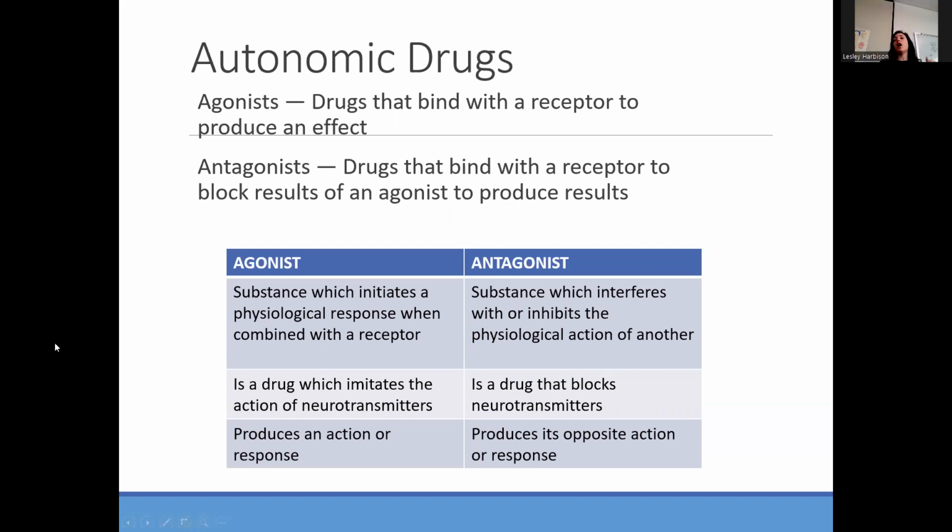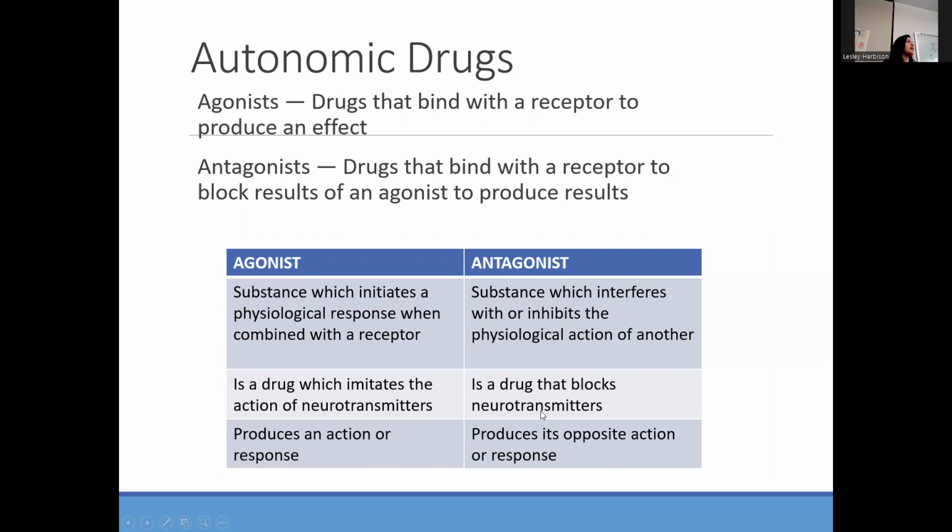Okay, autonomic drugs. Agonist: drugs that bind with the receptors to produce an effect. Antagonist: drugs that bind with a receptor to block. This is just reviewing what we talked about already. An agonist is a substance which initiates a physiological response when combined with a receptor. It's a drug which imitates the action of the neurotransmitter. So it's a drug that's having the body do more of what it would do if there was more of that neurotransmitter. It produces an action or a response, so it causes something. An antagonist is a substance which interferes with or inhibits the physiological action of another, and is a drug that blocks neurotransmitters.